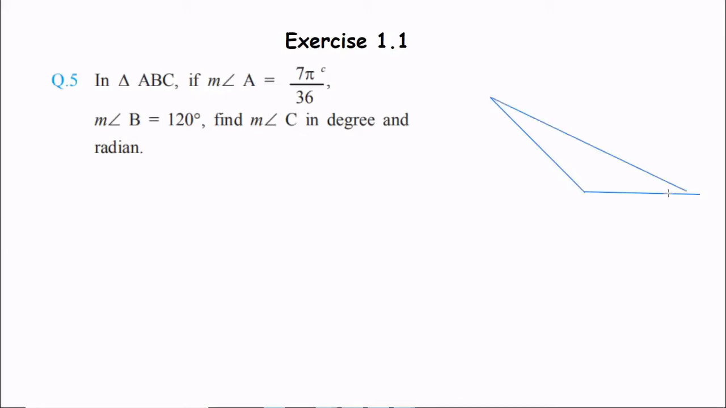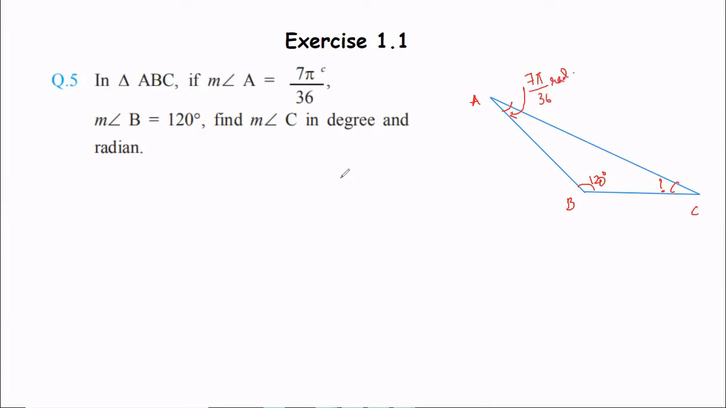I think that's how the triangle will look. Yes, so A over here, B over here, and C over here. So C is missing, B is 120, and A is given as 7 pi by 36 radians. Okay, this is in terms of radians.